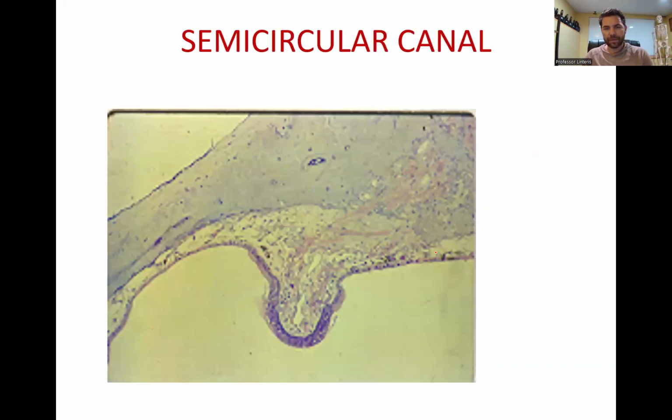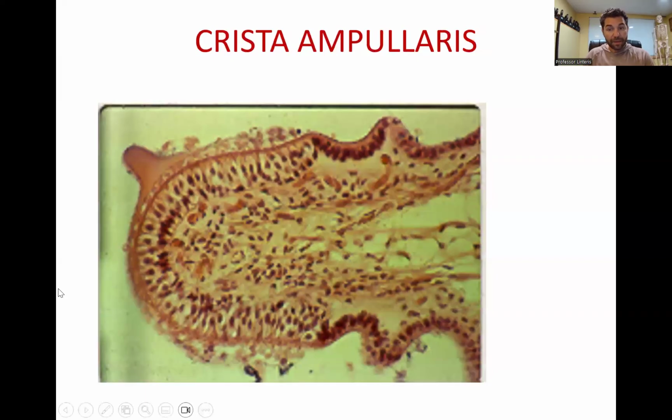We have some histology, not a lot, a couple histology slides that I want you to be familiar with. The first one is a picture of the inside of the semicircular canal. The next one is a structure called the crista ampullaris. We, at this point, probably have already talked about it in lecture. This is just showing you a histology slide of that.